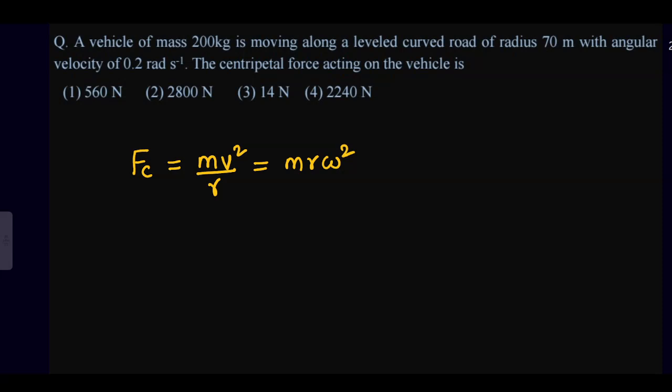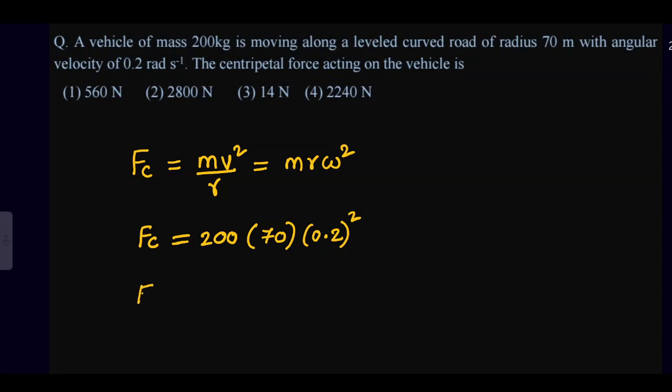Now see the terms that are given. Mass is given, so we can substitute the terms here. Mass is 200 kg. Radius is given as 70. And omega, the angular velocity given, is 0.2 whole square.